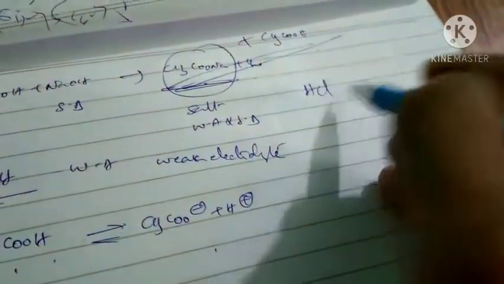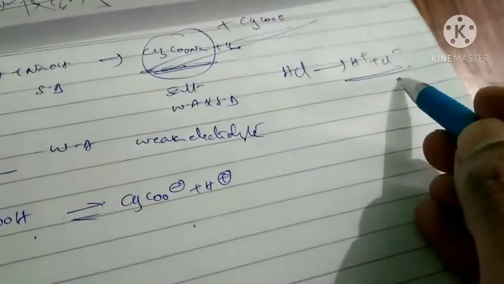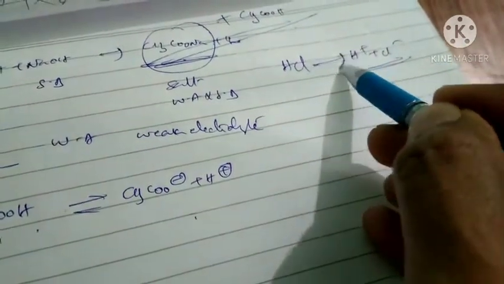Suppose take HCl. When it is present in water, it undergoes like this: H plus plus Cl minus. Here, one arrow mark is there. What is this?